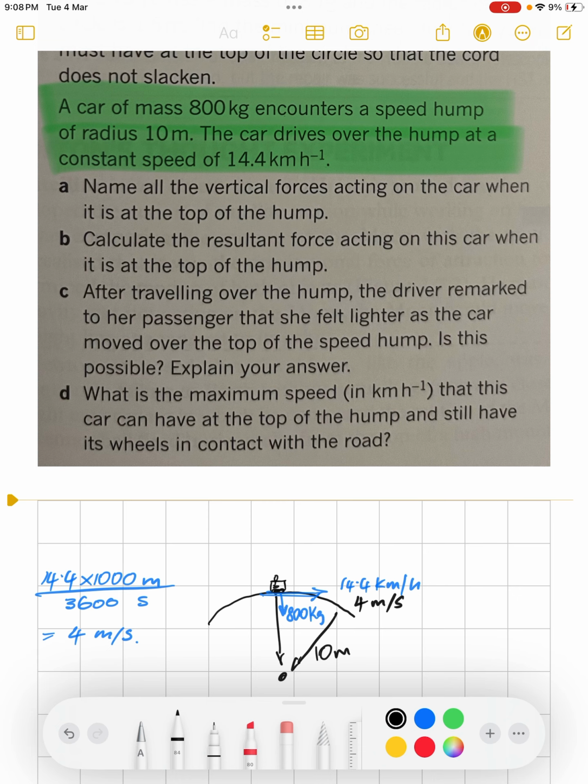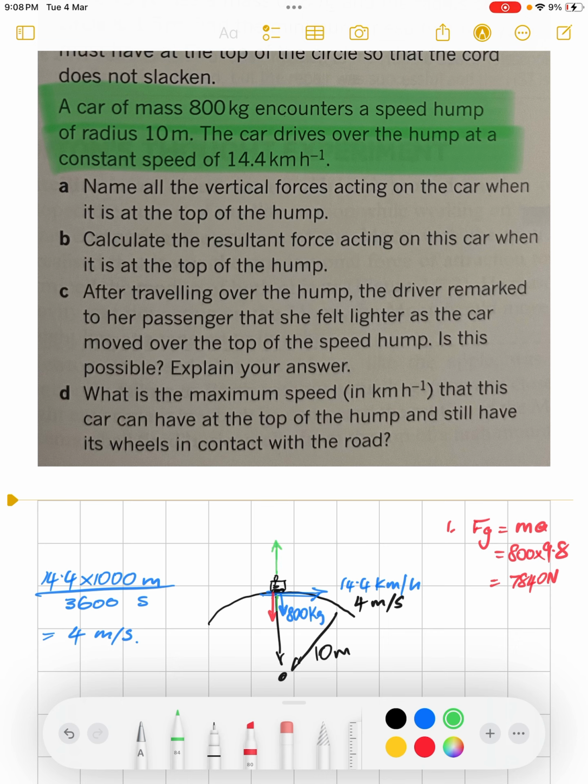Name all the vertical forces acting on the car when it's at the top of the hump. Well, we've got the gravitational force. So one, we've got F, gravitational force, which is mass times acceleration. In this case, it's 800 times 9.8. So we've got 7,840 newtons gravitational force.